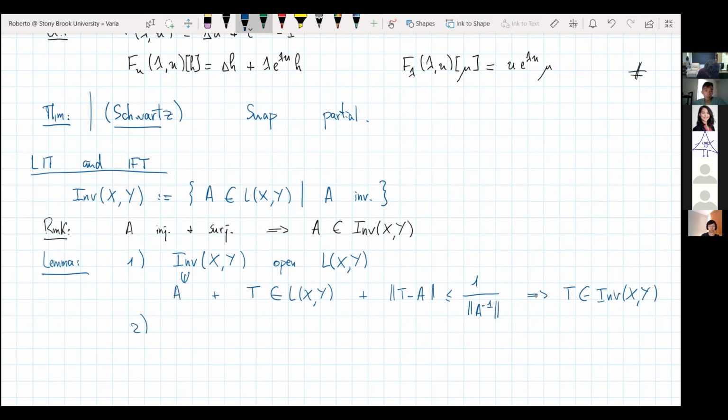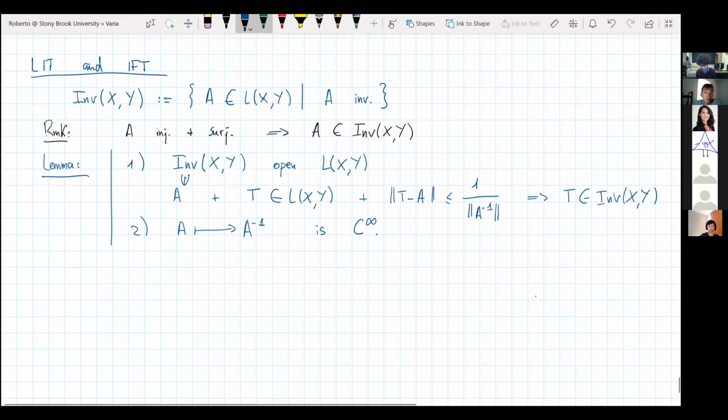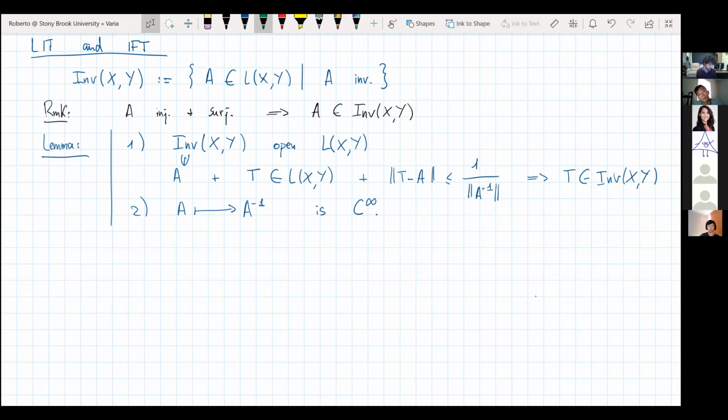And the second fact is that the map that takes an invertible element to its inverse is C infinity. This is a nice thing to know. It's useful in the proof of the local inversion theorem when we look at the regularity of the inversions. But we won't really use it, though I think it's nice to know.